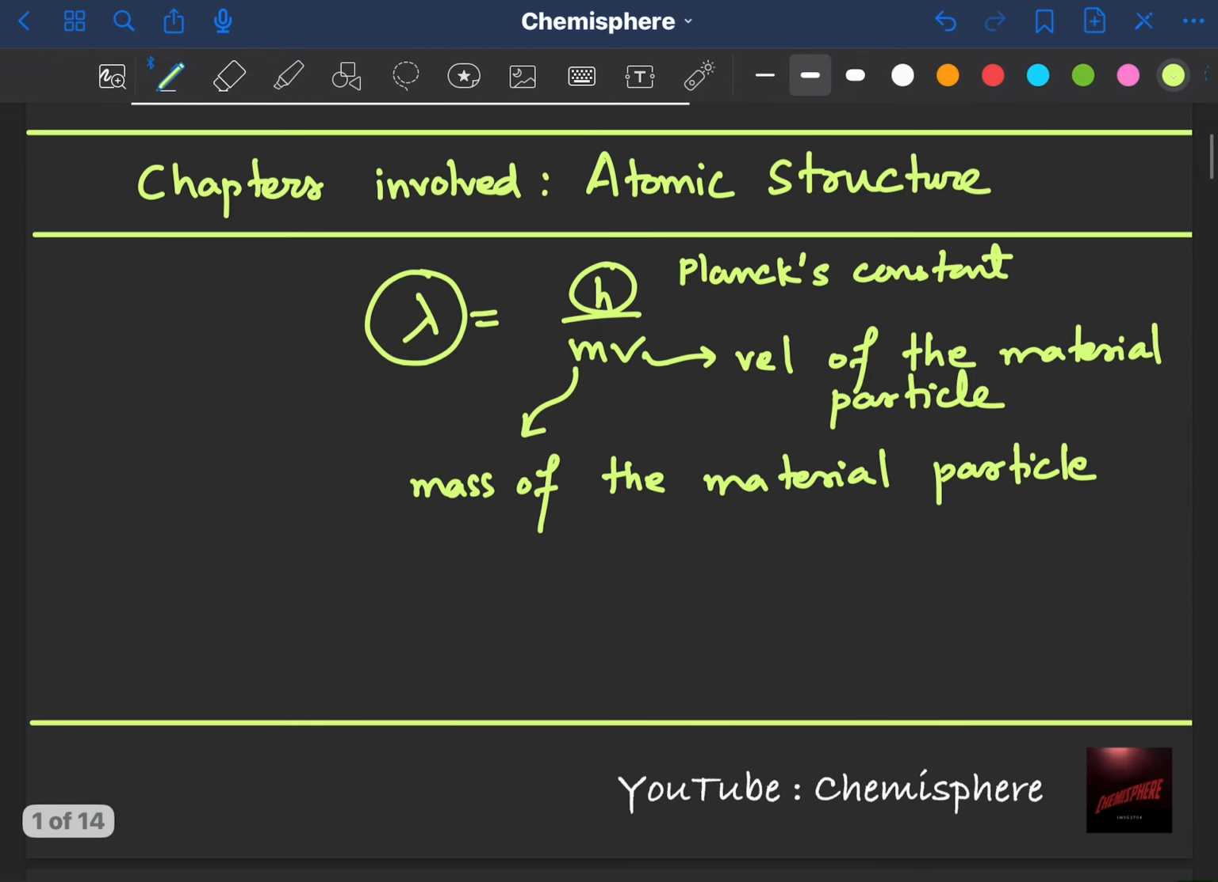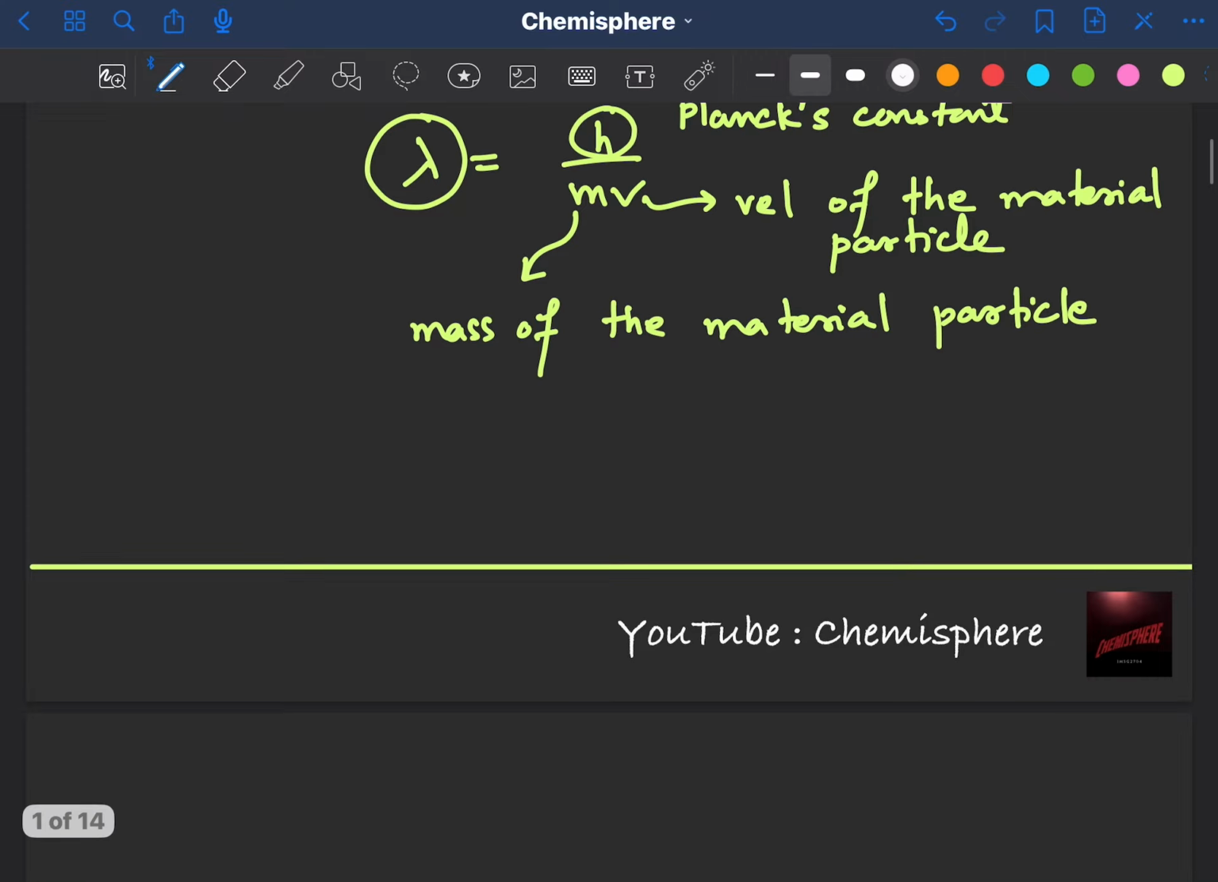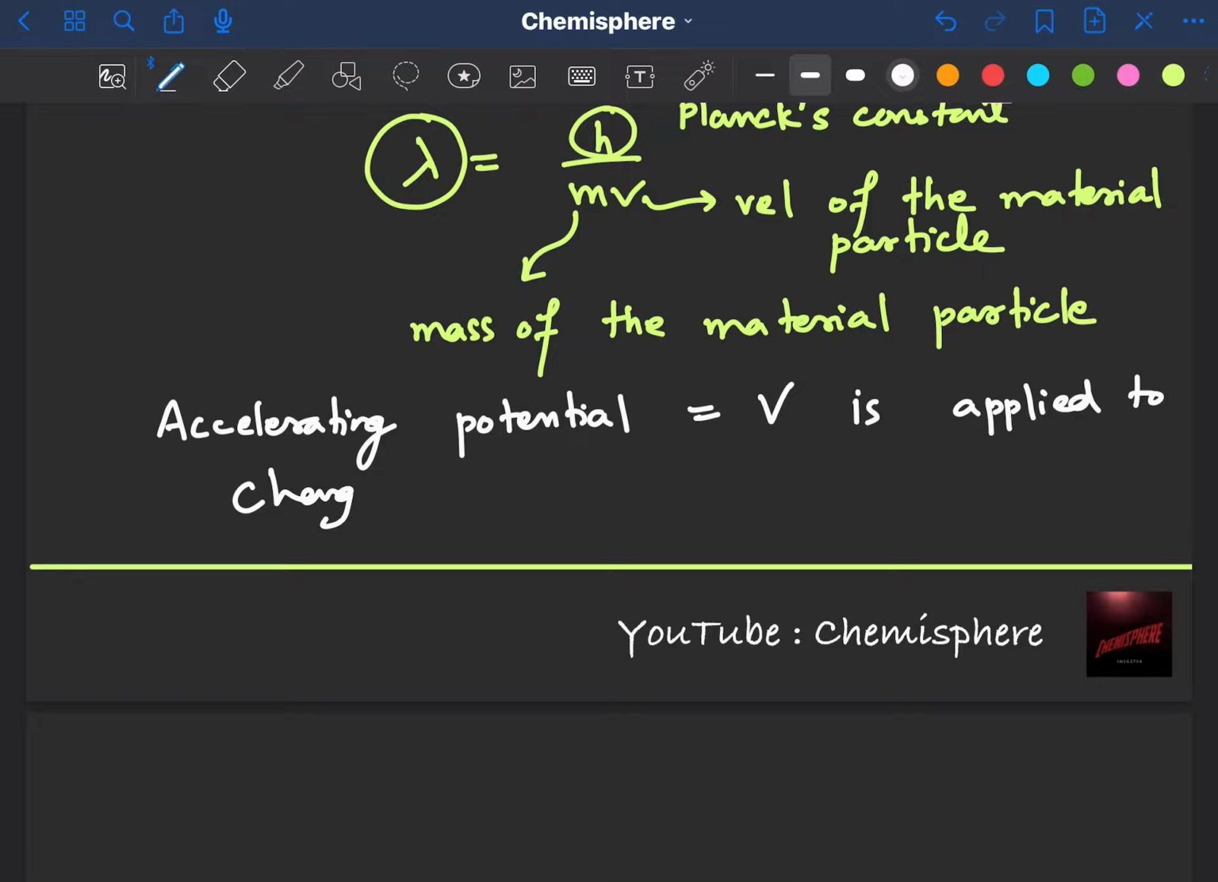Okay, so we know that the de Broglie's wavelength of an electron can be calculated even from the potential applied to accelerate it. Okay, so let us say that the accelerating potential, that is the external potential that we have applied to accelerate these particles from one end to another end, is V in volts, and let us say that this potential is applied to a charged particle carrying charge q.